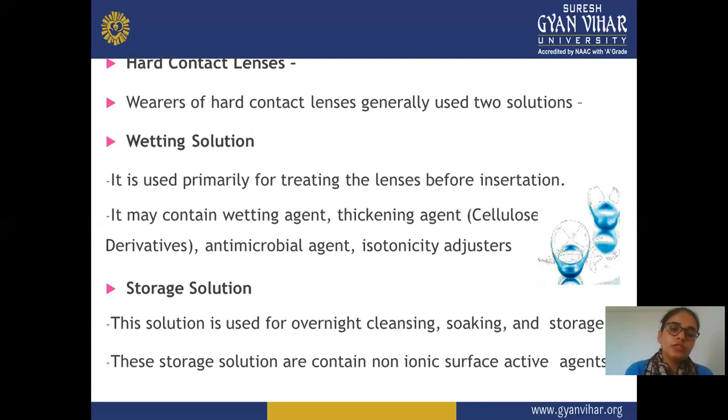The storage solution is used for overnight cleaning, soaking, and storage. Means before applying, you should keep these lenses in the proper storage solution for at least one night, overnight. Due to this, the lens is cleaned and soaked, and the storage condition is also fulfilled. The storage solution contains non-ionic surface active agents. Mainly we are using a surfactant which is non-ionic in nature, for proper storage and to maintain the good quality of these hard contact lenses. So you can also use a surfactant for the storage solution, and it is non-ionic in nature.